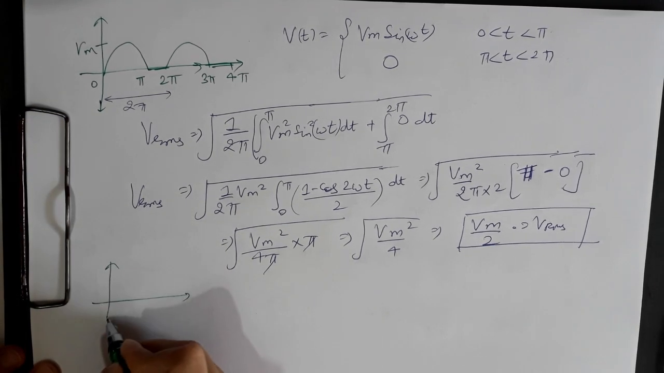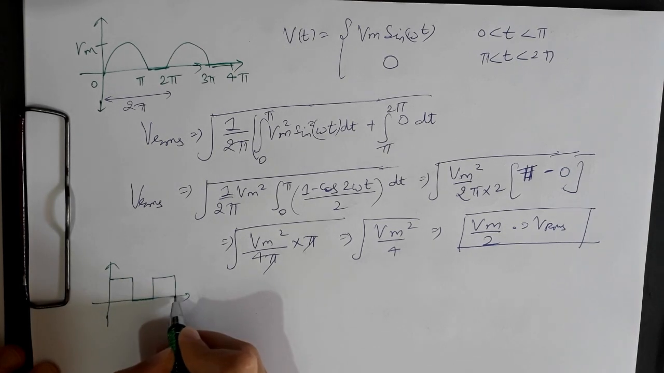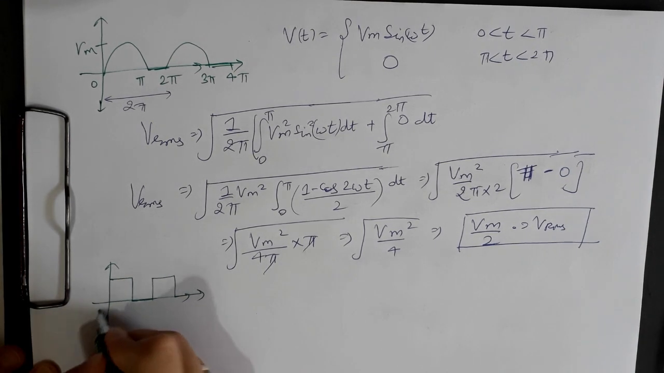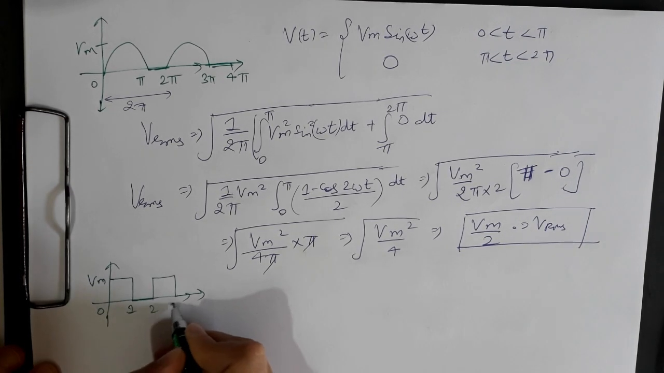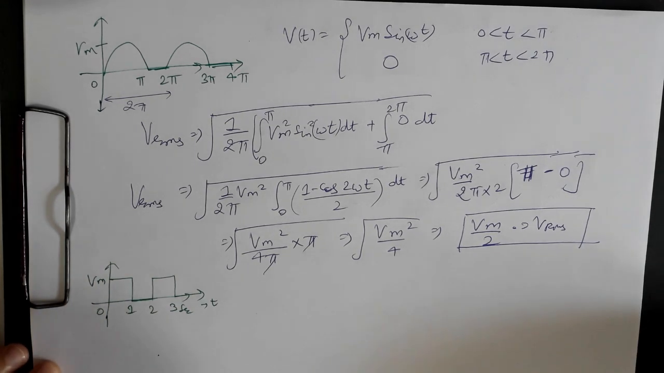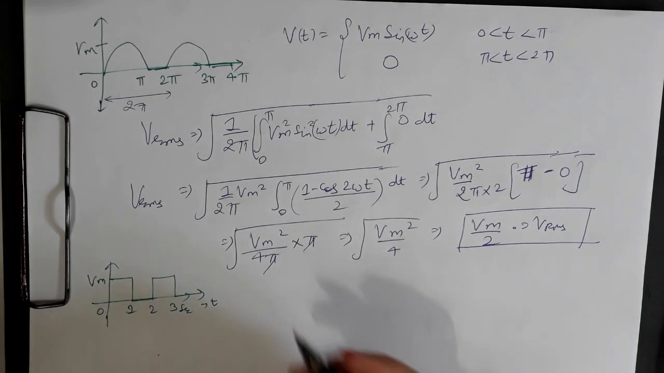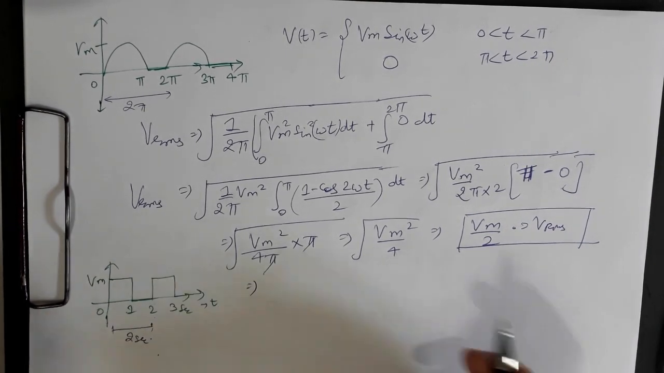Taking the next example, zero to Vm. This is 1, this is 2, this is 3 seconds. This is our time. Here again we have to find the Vrms of this waveform. So friend, from 0 to 2 seconds, this is one complete waveform. After that it is repeating again. So our time period is here 2 seconds.